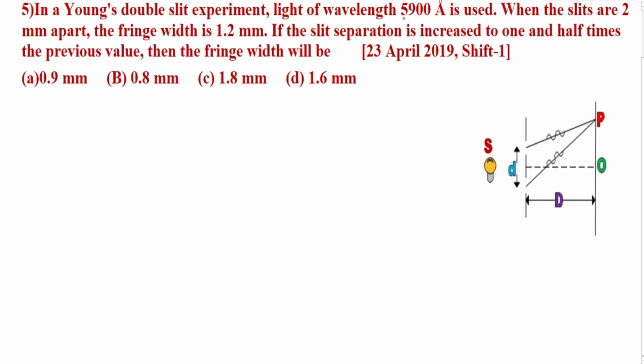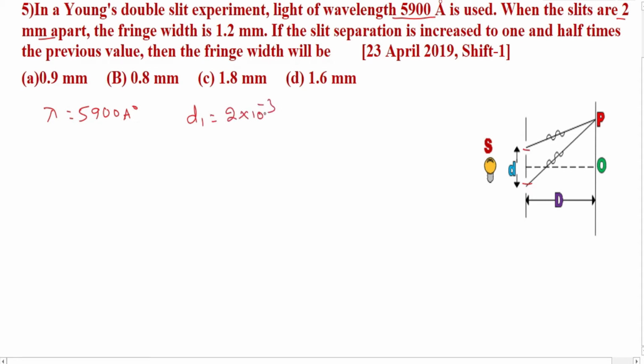He said that he used light of wavelength 5900 angstroms, that is, he gave the value of lambda as 5900 angstroms. And when the slits are 2 mm apart, that is, the distance between these two slits, D1 is equal to 2 mm, that is 2 into 10 power minus 3 meters. The fringe width is 1.2 millimeters. So when the separation between the two slits is D1, the fringe width is beta 1, which is equal to 1.2 millimeter, that is 1.2 into 10 power minus 3 meters.